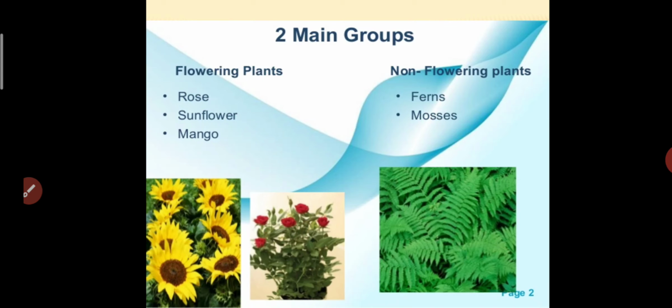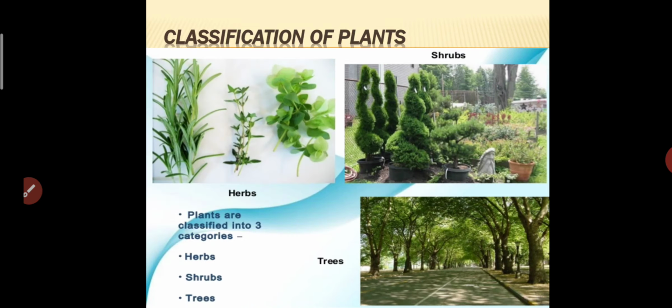Understand? So what we have understood from this is that plants have two main groups. The first one is flowering plants and the second one is non-flowering plants. It means that some of the plants bear flowers and some do not. The examples of flowering plants are rose, sunflower, mango, and the examples of non-flowering plants are ferns and mosses. Now let's see the classification of plants.